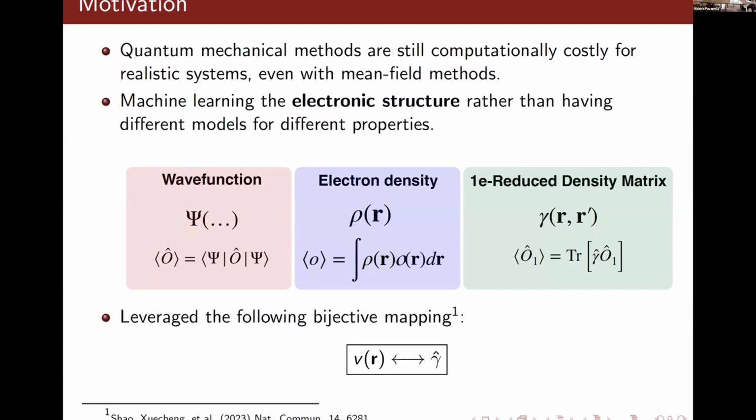So now, how do we do it? To build the machine learning models, we made use of the following rigorous mapping between the external potential, which is the nuclear electron attraction potential, and the gamma. Our goal in this work is to learn this mapping with such accuracy that the gamma you get out of your ML models is indistinguishable from what you get from standard electronic structure theory packages. And by doing that, we completely sidestep the typical SCF or post-SCF iterations of electronic structure theory methods.